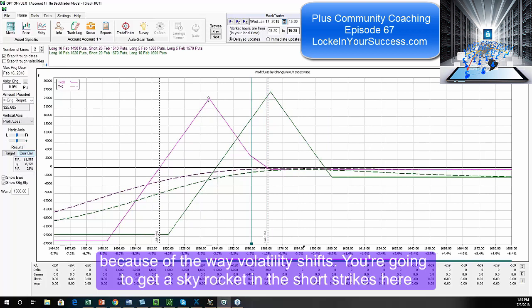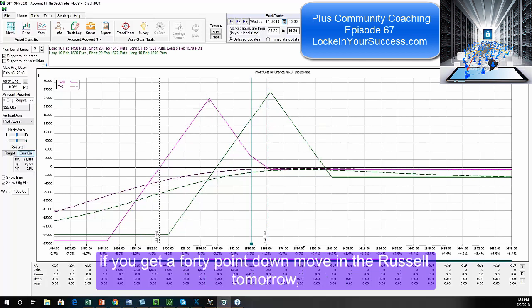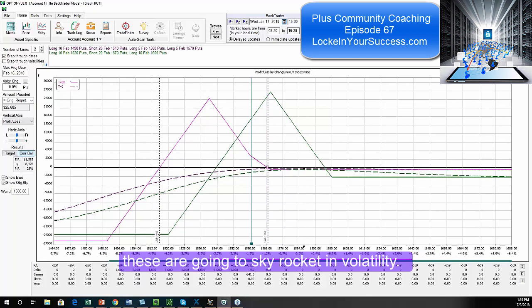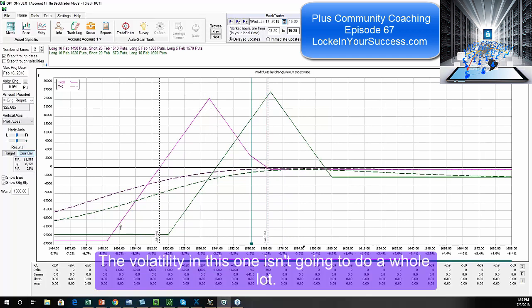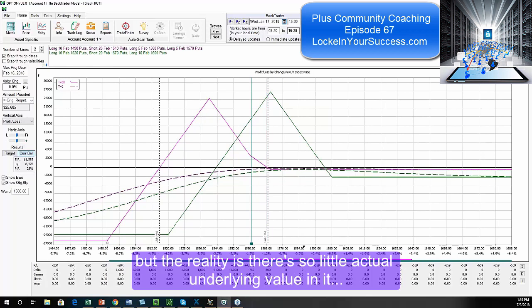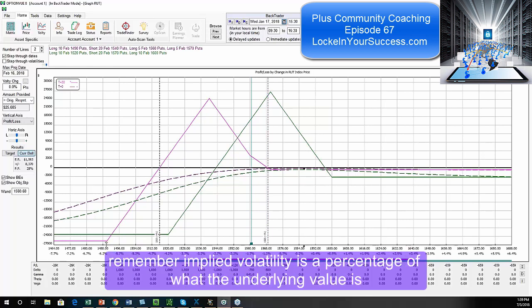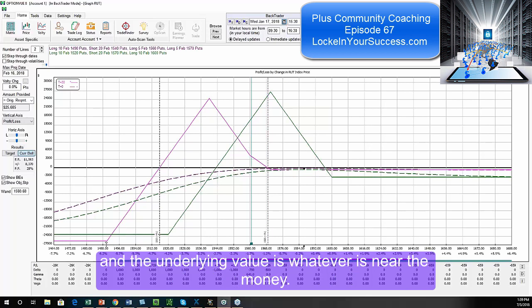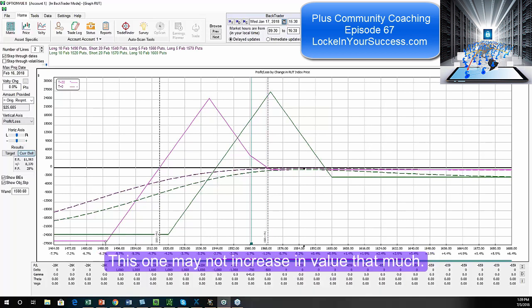You're going to get a skyrocket in the short strikes here. If you get a 40-point down move in the Russell tomorrow, these are going to skyrocket in volatility. The volatility in this one isn't going to do a whole lot. The volatility in this one, it might skyrocket, it might not, but the reality is there's so little actual underlying value in it. Remember, implied volatility is a percentage of what an underlying value is, and the underlying value is whatever's near the money. This one may not increase in value that much.